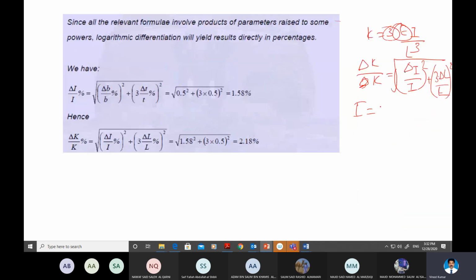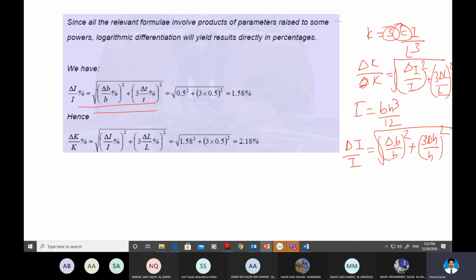As you see here, I is bh cube over 12. So delta I over I means delta B over B the whole square plus 3 delta H over H the whole square root of. So that is the first step, you find delta I over I. In the question, the width is given as 0.5% directly in percentage. 3 times 0.5, so you will get 1.58% as delta I over I. That delta I over I is substituted here to find delta K over K, which is 2.18%.